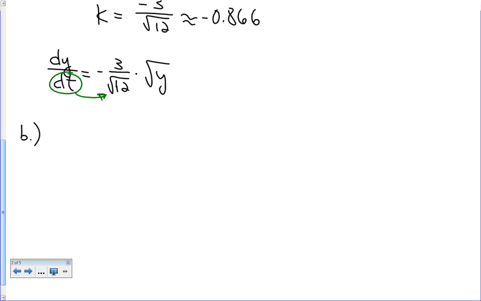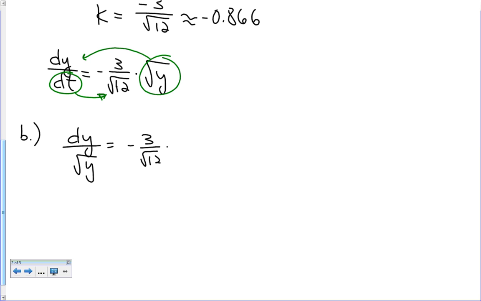So the fact that I've got dt in the denominator on the left side means I need to move it to the right, which means then that square root of y has to move over to the left. So we'll divide by the square root of y, we'll multiply by dt. So if we do that, we end up with dy divided by the square root of y is equal to negative 3 over the square root of 12 times dt. All right, so we've done our separation of variables.